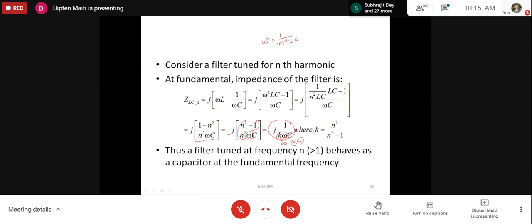So if a filter is tuned at, let's say, n greater than one, where the order of the harmonic n is greater than one, that filter would behave like a capacitor at the fundamental frequency. So that also means we have a benefit for this tuned LC filter, that it would behave like a capacitor at the fundamental.